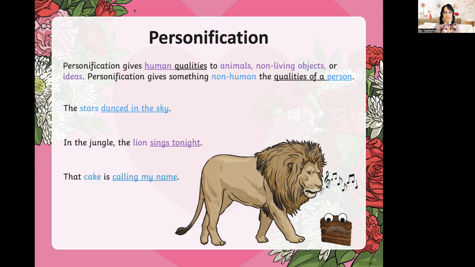Now let's repeat these three sentences together. The stars danced in the sky. In the jungle, the lion sings tonight. That cake is calling my name. Good job.